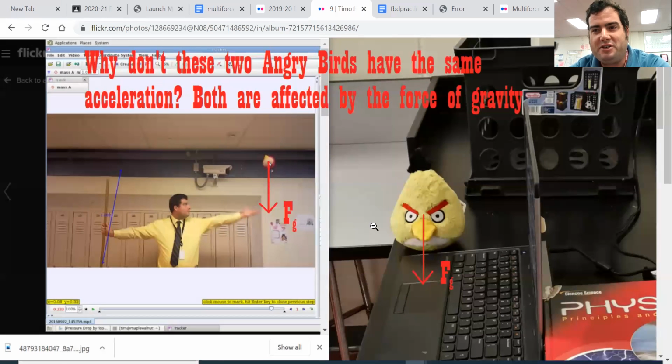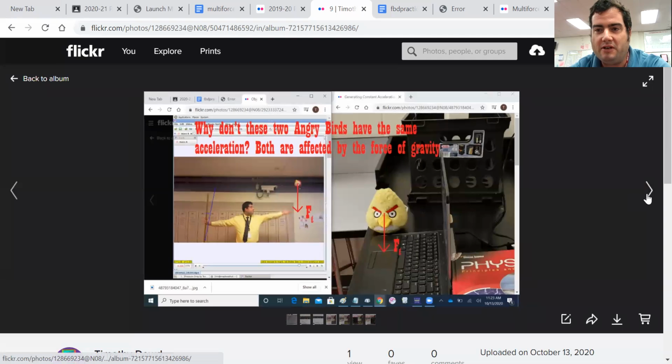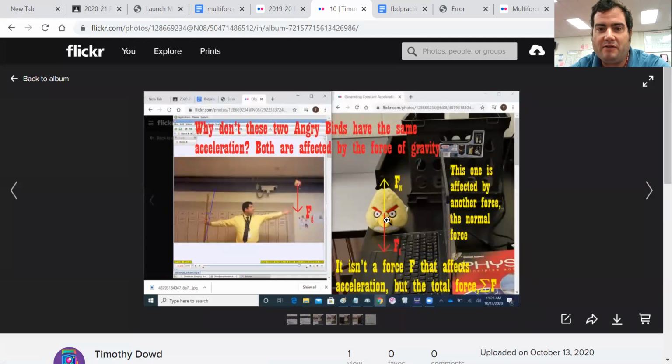But we have this equation F equals ma, and the point is when you're trying to figure out what the F is that goes in that equation, what is the force, it can't just be one force. It has to be the effect of all of the forces on an object. So this angry bird is not accelerating like the other one is because it's not alone in having gravity. It also has a force from the desk, or a normal force. And we have to combine those two effects.